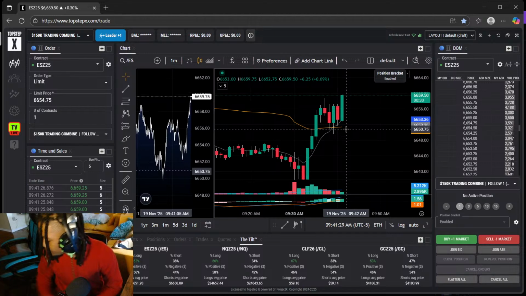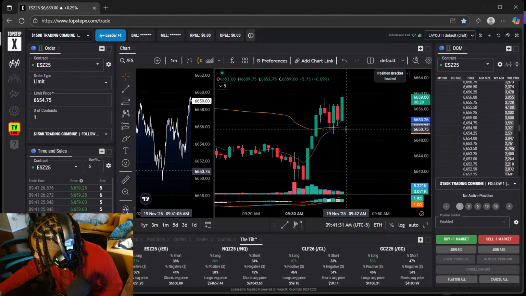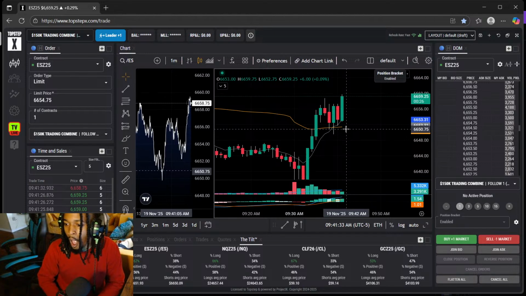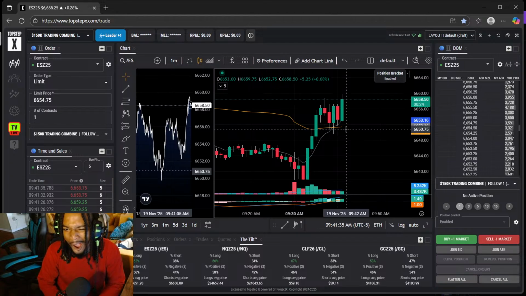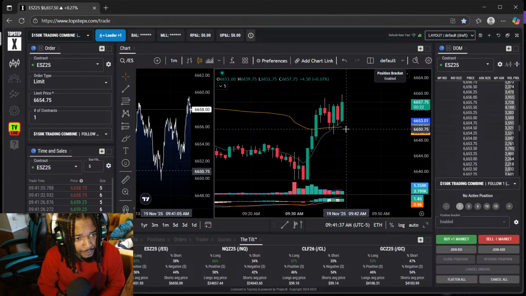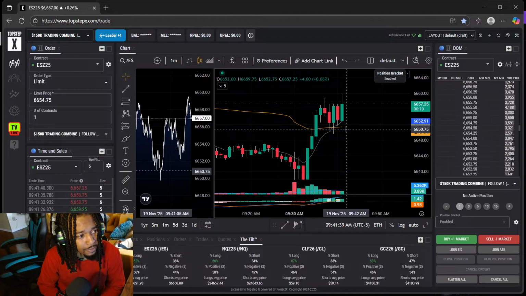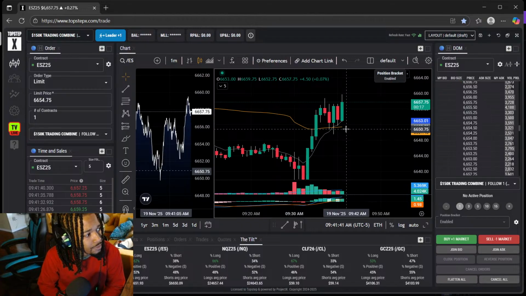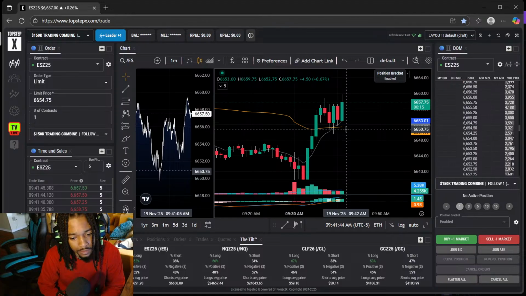Bulls made their move. Whew, it was a good move too. Strong move. Can they hold though? That hold for 17 seconds, 15 seconds.